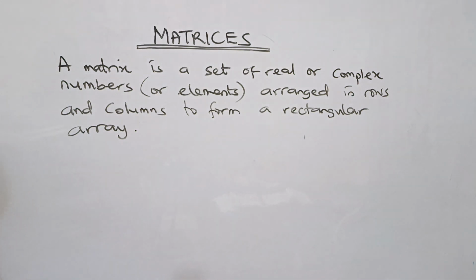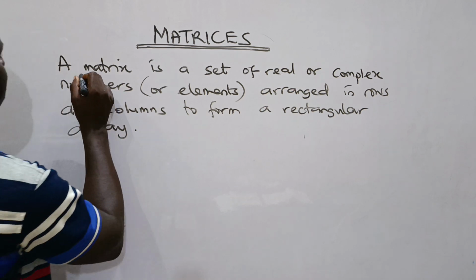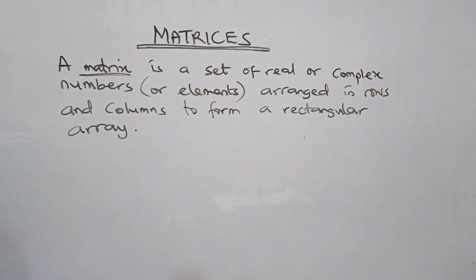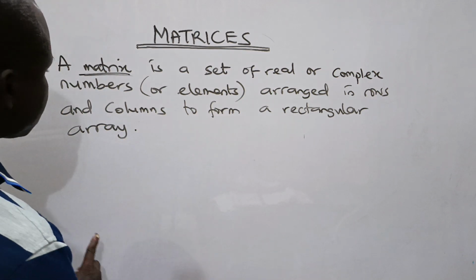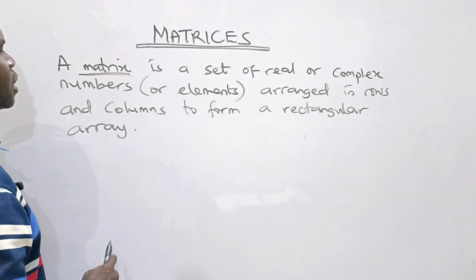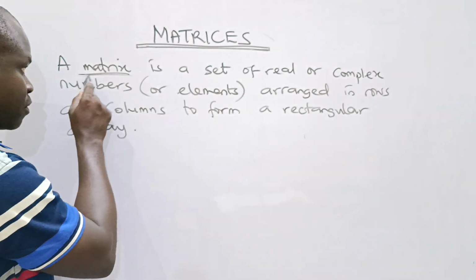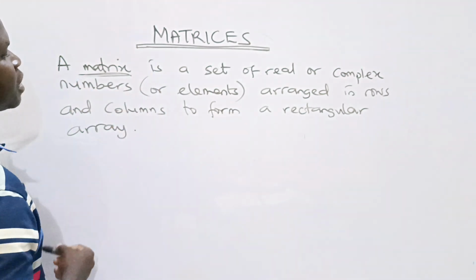Today, we want to look at the concept of matrices. Matrices is plural, while matrix is singular. So, what do we understand by this concept, matrices? A matrix is a set of real or complex numbers or elements arranged in rows and columns to form a rectangular array. As I've said earlier, matrix is singular, matrices is plural.